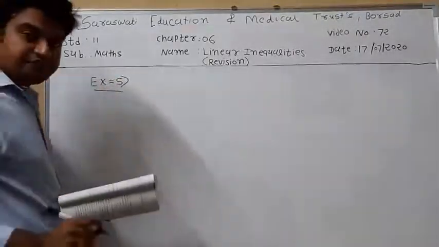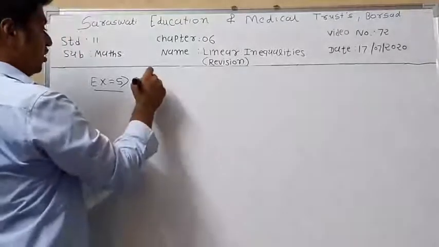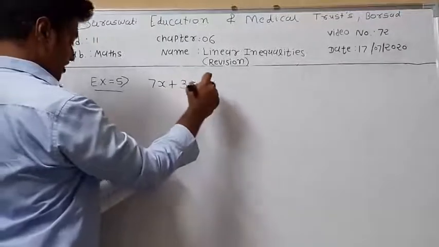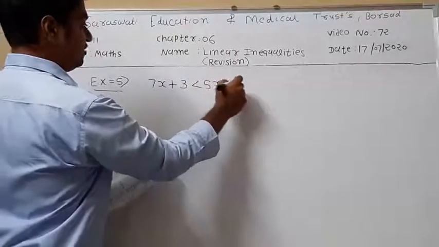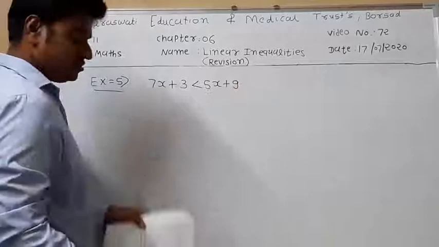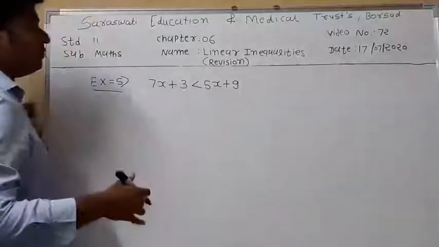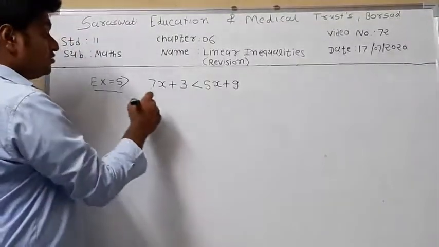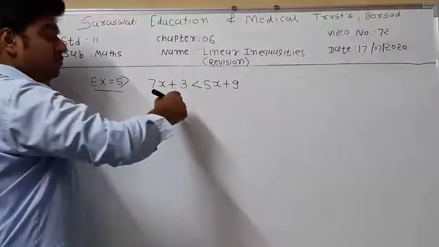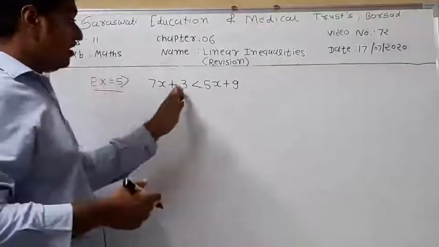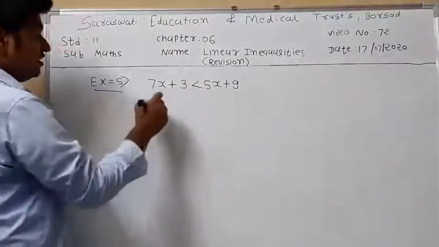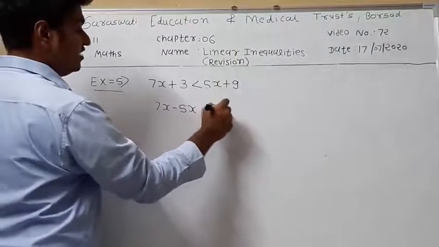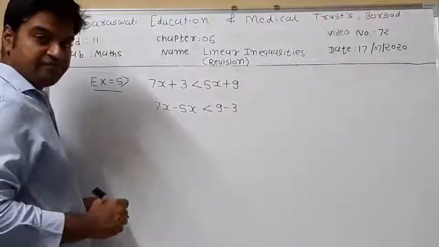Example number 5. Solve 7x plus 3 less than 5x plus 9. Our question is to solve this inequality and then represent it on the number line. So first of all, solve this. X terms are written on the left side and constant terms on the right side. So 7x minus 5x less than 9 minus 3.